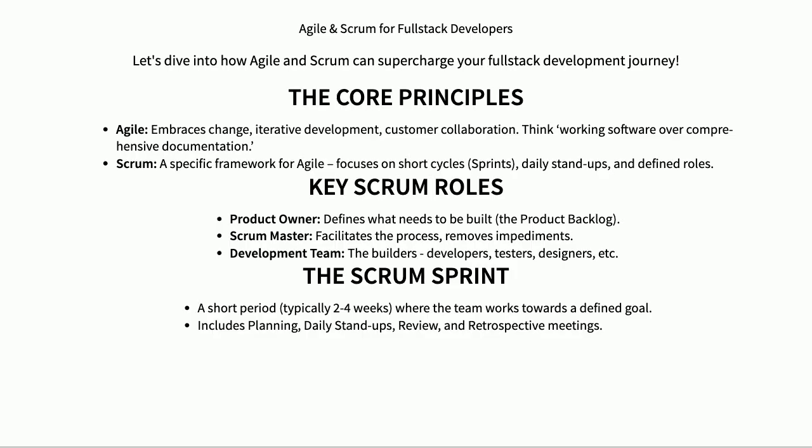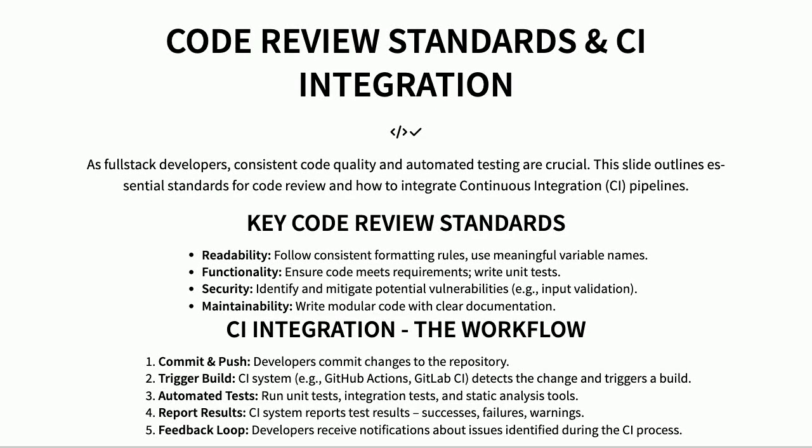Okay, let's talk about how we make sure our code is solid and reliable. When it comes to full-stack development, a good code review process is absolutely essential. We want to look for things like readability, making sure the code is easy to understand, and that variable names are descriptive. Then we need to check functionality. Does the code actually do what it's supposed to?